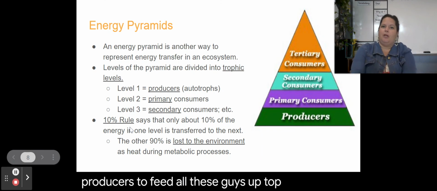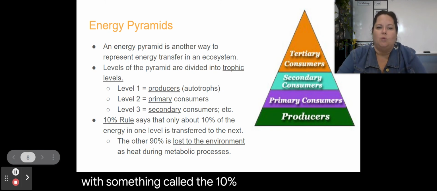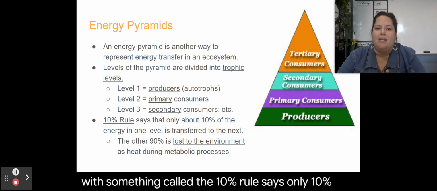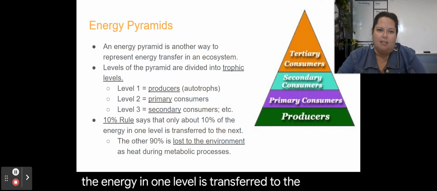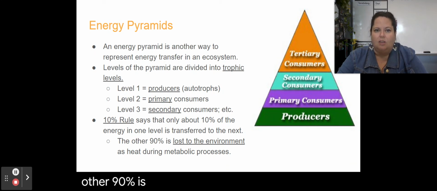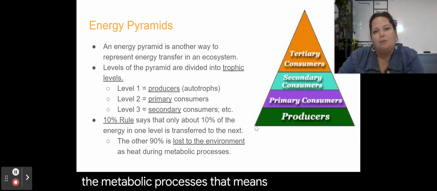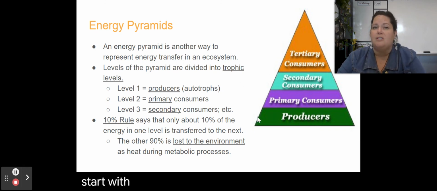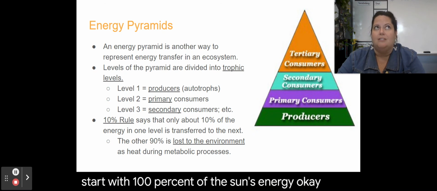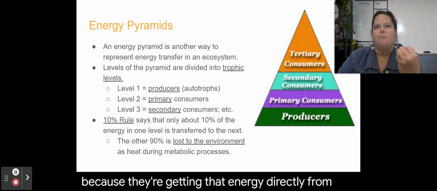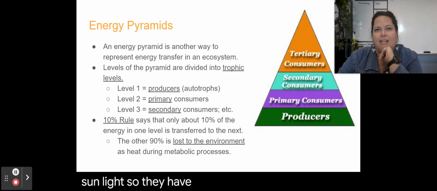So you need to be familiar with something called the 10% rule. It says only 10% of the energy in one level is transferred to the next. The other 90% is lost to the environment as heat during metabolic processes. That means that producers start with 100% of the sun's energy, because they're getting that energy directly from the sunlight. So they have 100% energy.